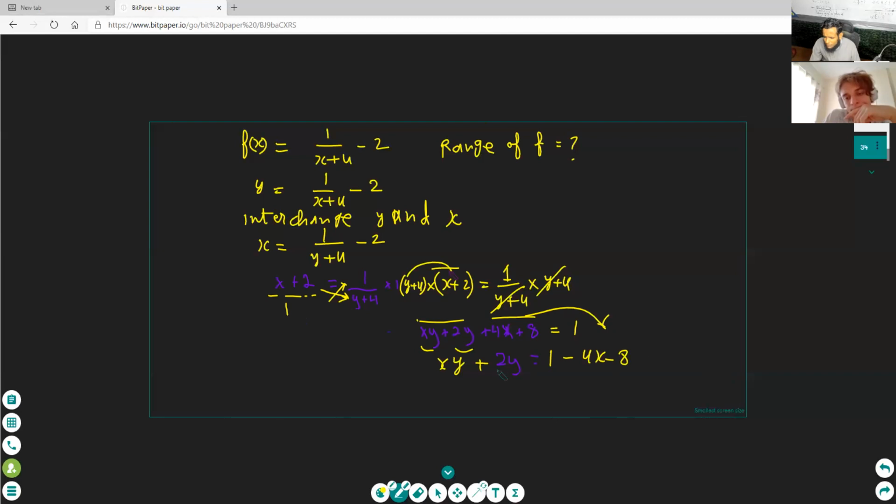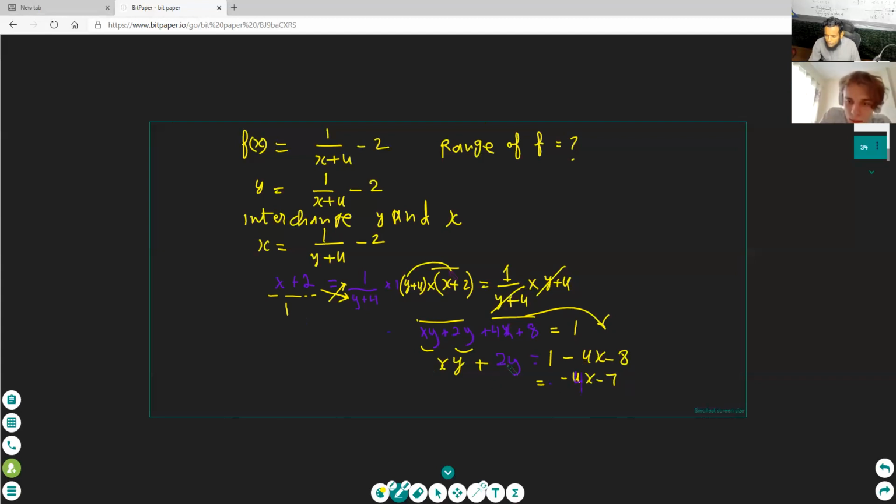Simplify them and take y common and then do it. First simplify them. 1 minus 4x minus 8. What is the answer? First tell me 1 minus 4x minus 8, what is the simplified answer? No, negative 4x minus 7. Yes, write it. Minus 4x minus 7.